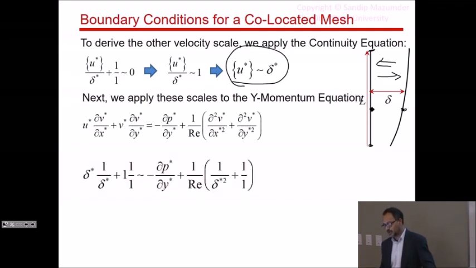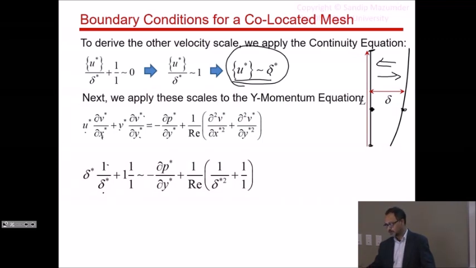And what I'm doing here is, and again, now I'm not going to go into too much detail, but basically whatever I had in the previous page and this result, I've simply substituted it in here. So u star is of order delta star, dx star is of order delta star, dv star is of order 1, okay? And then these are all 1, 1, 1. dp dy I've left as is. I haven't touched it because I don't know anything about pressure at this point.